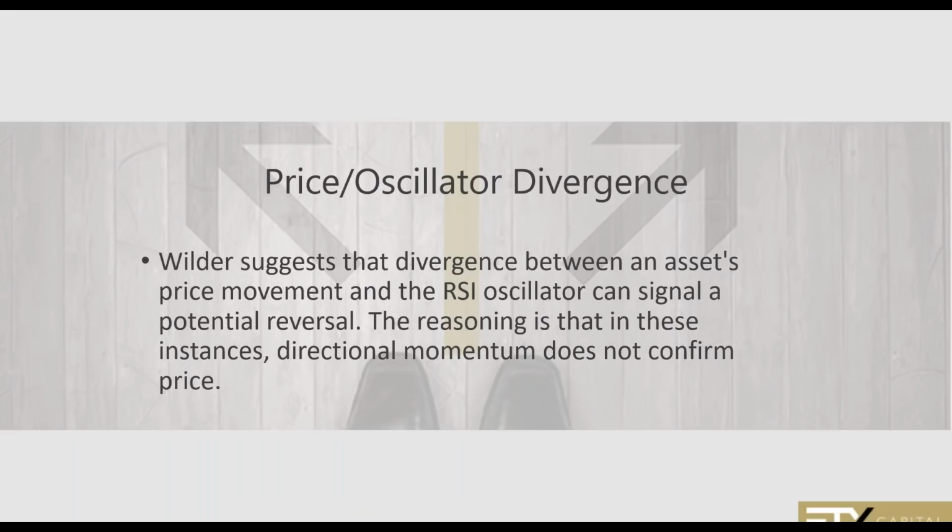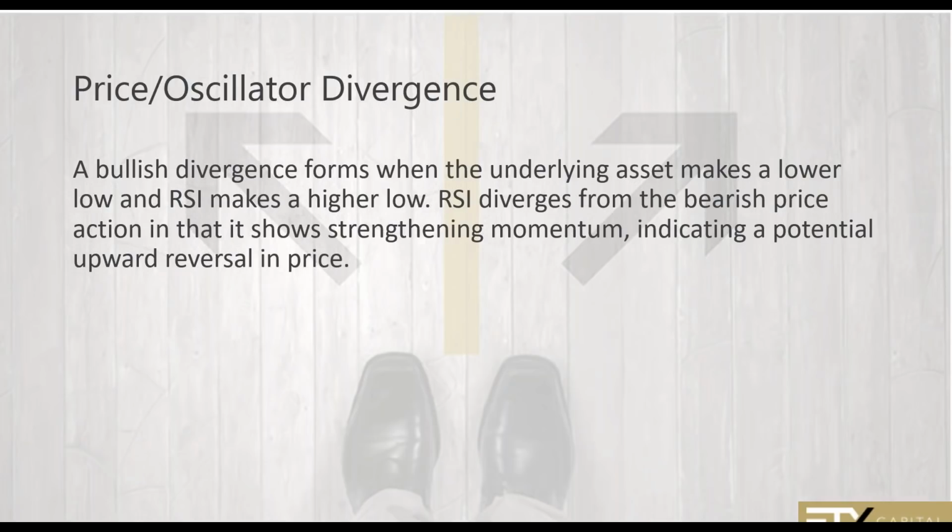So Wilder suggests that divergence between the asset's price movement and the RSI oscillator can signal a potential reversal. The reasoning is that in these instances, directional momentum does not confirm price. A bullish divergence forms when the underlying asset makes a lower low and RSI makes a higher low. RSI diverges from the bearish price action in that it follows strengthening momentum, indicating a potential upward reversal in price.